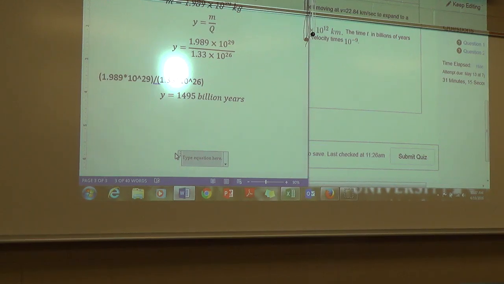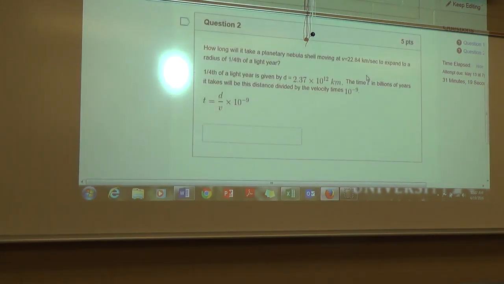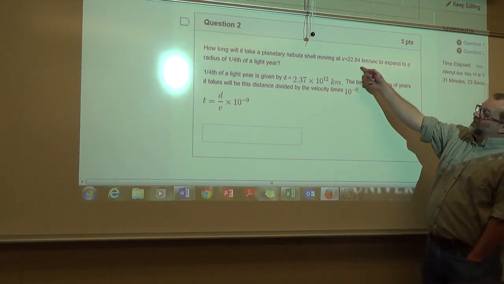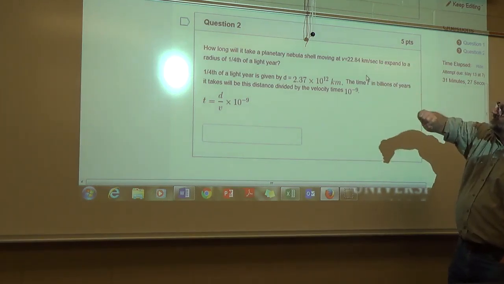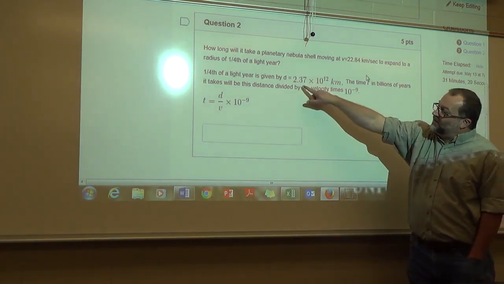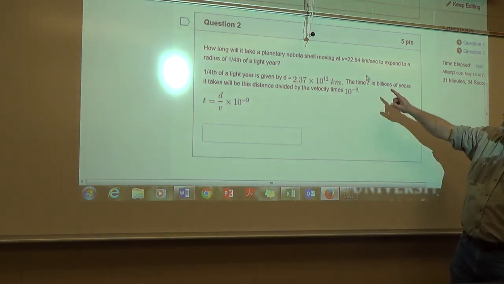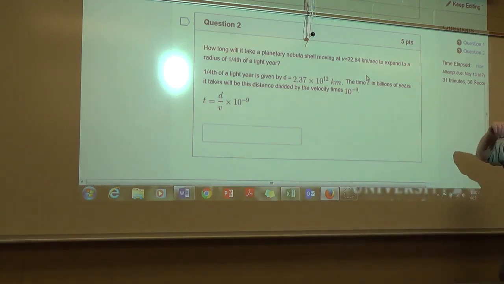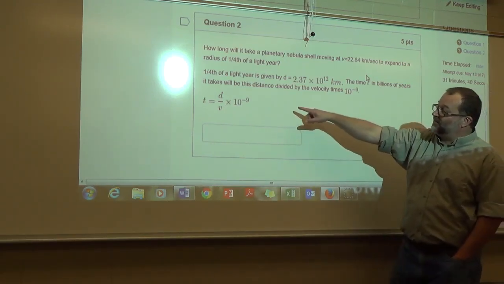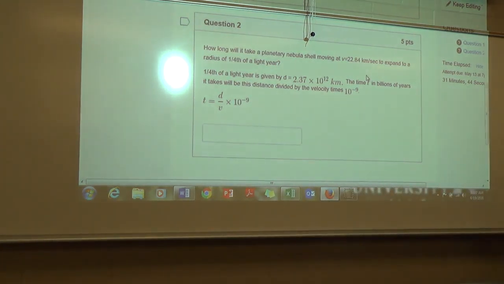Bring the problem down where you can actually see it. All right? So we have our velocity, 22.84 kilometers per second. We want to know how long at that velocity it would take to go a quarter of a light year. A quarter of a light year is 2.37 times 10 to the 12 kilometers. I set this up so that when you get through calculating it, you multiply by 10 to the minus 9, and you get the answer in billions of years.